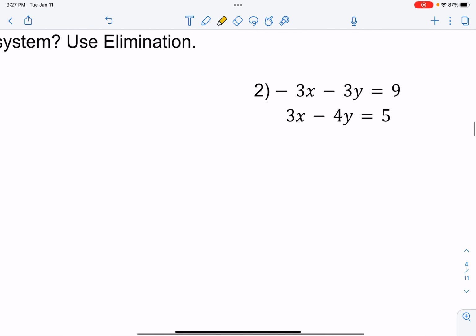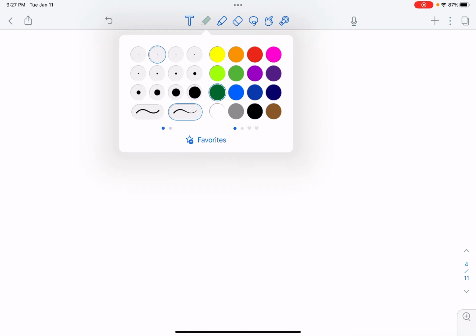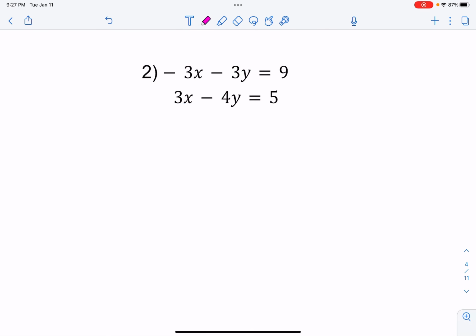All right, on to number 2. Remember that this is a video, so you guys can pause at any time or go back and re-listen if something's not making sense. All right, so we have negative 3x minus 3y equals 9, and 3x minus 4y equals 5. So everything's lined up. It looks nice and pretty there.